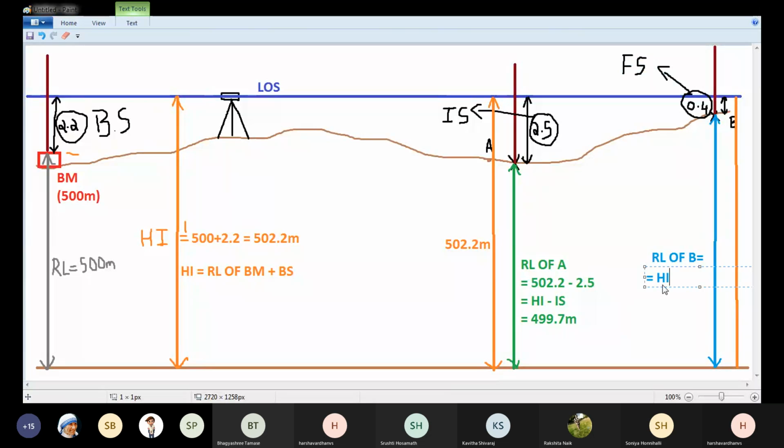So RL of B is height of instrument minus foresight. I can generalize this formula. Height of instrument is constant, 502.2, minus foresight 0.4. And the answer is 501.8 meters. So this is how you calculate the elevation of different points with respect to datum.